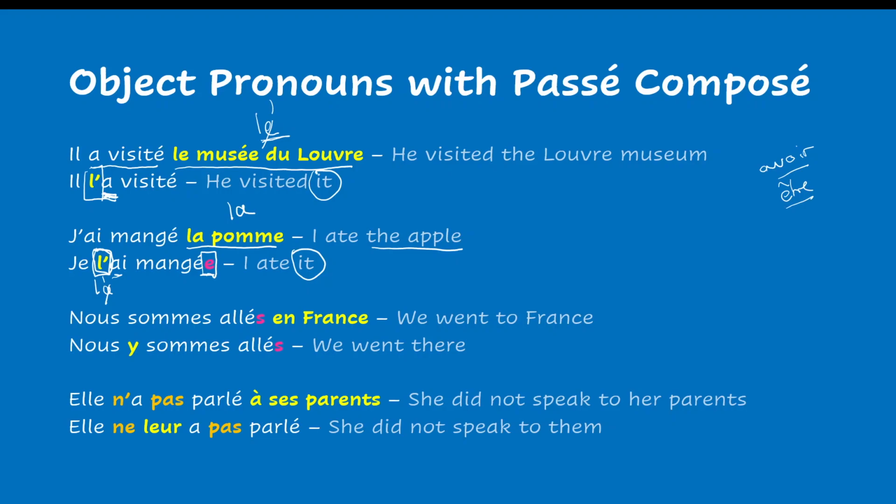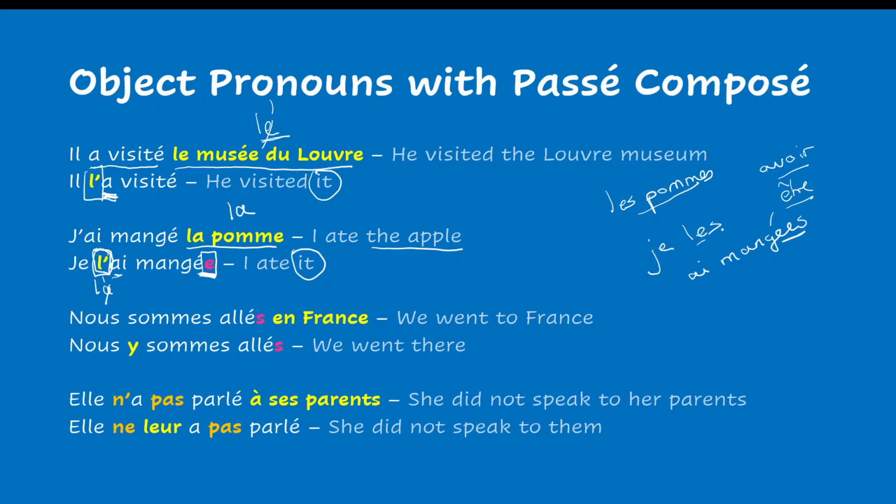So that's a very important rule. When you have a direct object pronoun in front of the avoir auxiliary in passé composé, you will agree the past participle with this direct object. If we had, for example, les pommes, so then it would have been feminine plural. It would have been je les ai mangées.